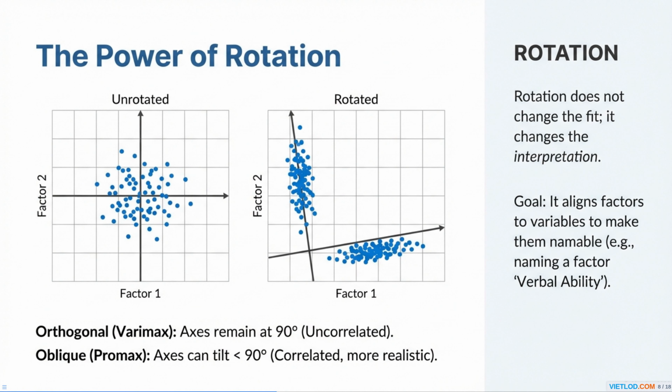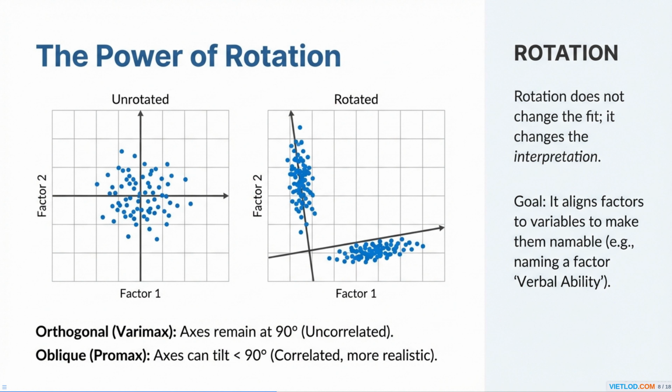Rotation is a crucial step that simplifies the factor structure, making it easier to interpret. Importantly, rotation does not change the overall fit of the model. It only changes our perspective on the factors. The goal is to achieve a simple structure, where each variable loads highly on only one factor and has near zero loadings on the others. This helps us name the factors meaningfully.